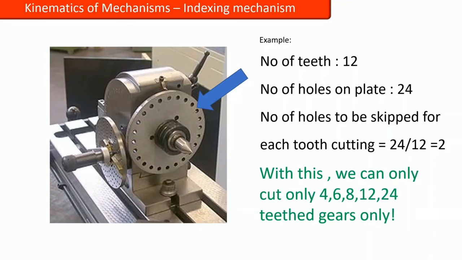So for getting a gear of 12 teeth we need to skip 2 holes at a time for every successive cut. But with this mechanism we can only make 4, 6, 8, 12 and 24 teeth gears, isn't it? Then how to make a 15 tooth gear and how to make a 120 tooth gear? So that is where the important indexing mechanism, the differential indexing mechanism, comes into play. You can see a hole plate that is attached to the side of the dividing head. This is the indexing mechanism and it is built inside the frame also.